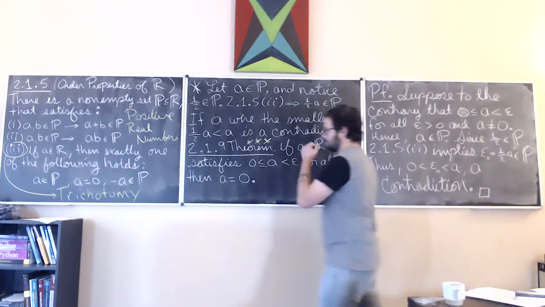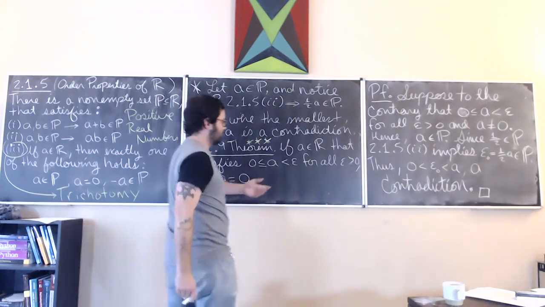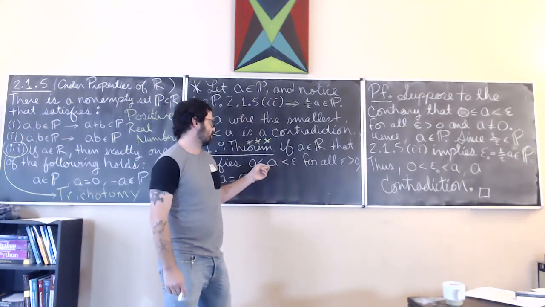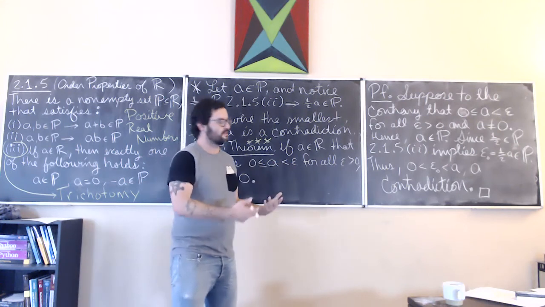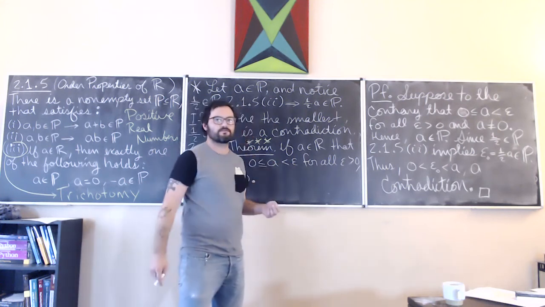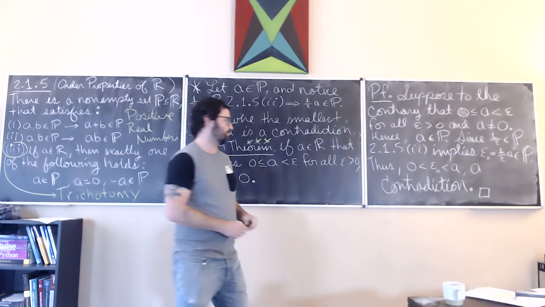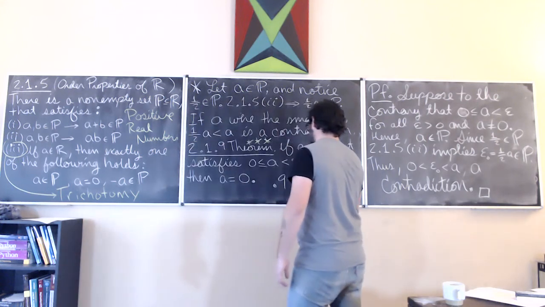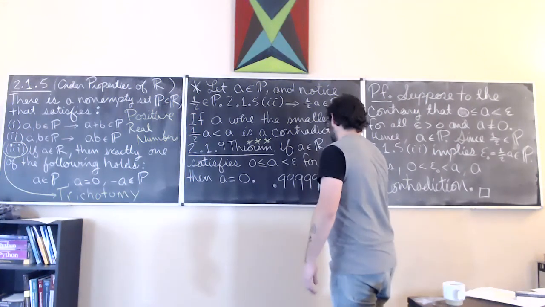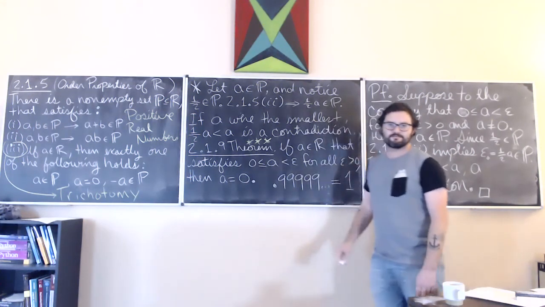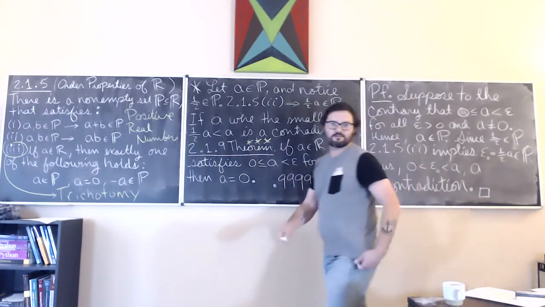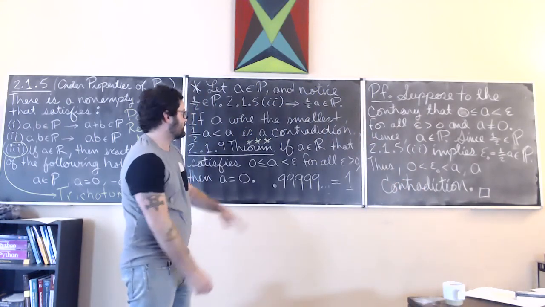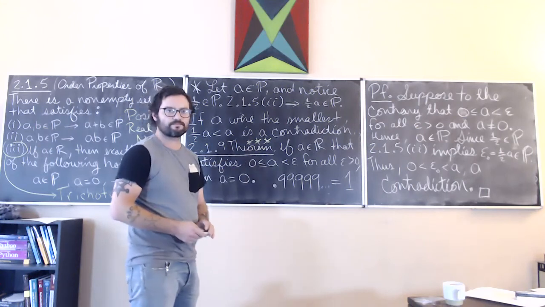So, if you have this property that for any positive number epsilon, you're squeezed between epsilon and 0, even though there's not a smallest positive real number, you're equal to 0. So this is like something like 0.9999... That's equal to 1. It's like a consequence of this theorem.